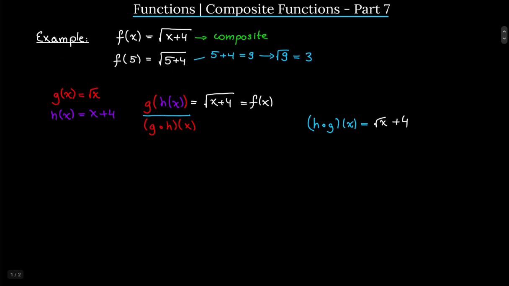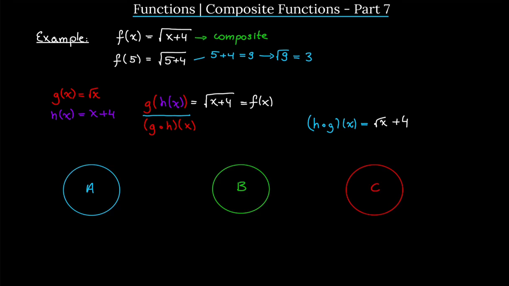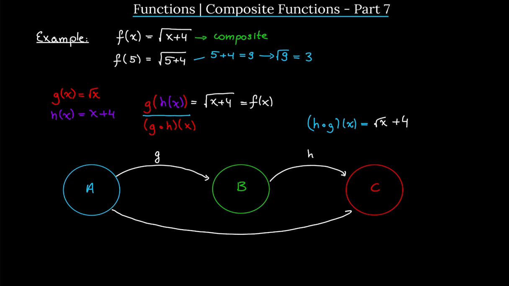Here, I'm going to give you a short little visualization. Imagine that we have 3 sets of numbers. Now we have a function g which maps set A into set B. And then we have another function h, which is responsible for mapping B into C. Now, if I want to go directly from A into C, I would need a composite function g of h. Basically, the composite function just allows us to skip a step.